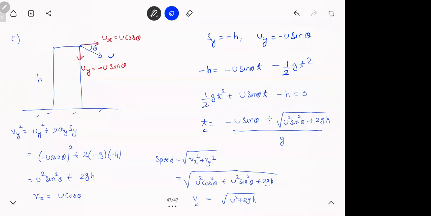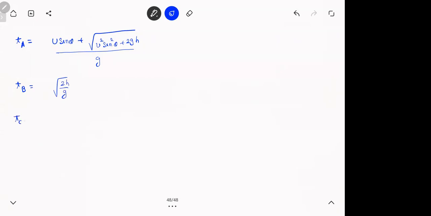Now see, if I just write down all these results, the time taken for A is (u sine theta plus root over u square sine square theta plus 2gh) by g. Time taken for B is root 2h by g. Time taken for C was (minus u sine theta plus root over u square sine square theta plus 2gh) by g. So from here you can see the time taken by A is the greatest, then B, and then C. They ask this question also: arrange them in ascending order of time or descending order of time.